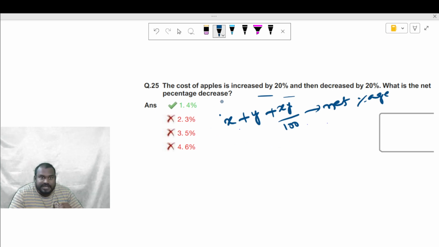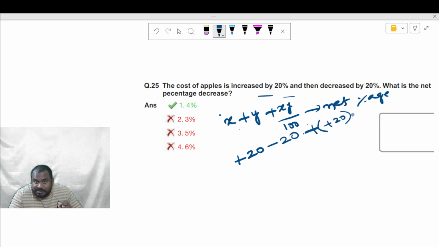The same way here, the cost of apples is increased by 20%. Increased means plus 20, and decreased by 20 means minus 20. In place of x I will use plus 20, in place of y I will use minus 20, divided by 100. So these two get cancelled, plus into minus is 20 into 20.